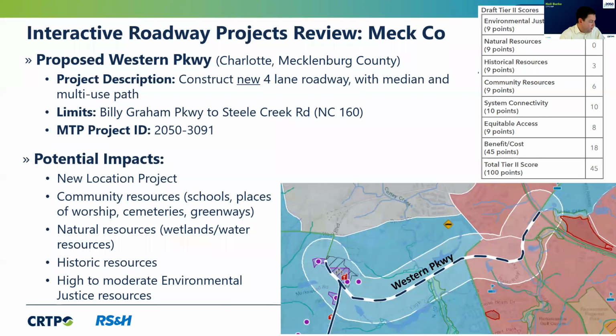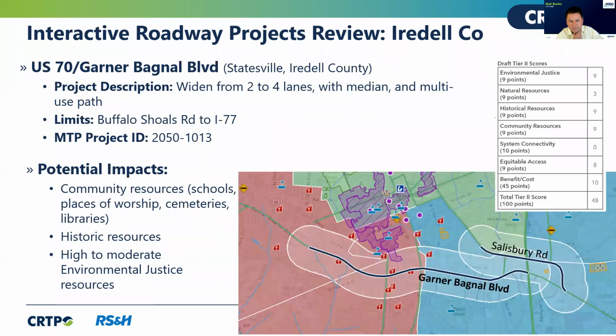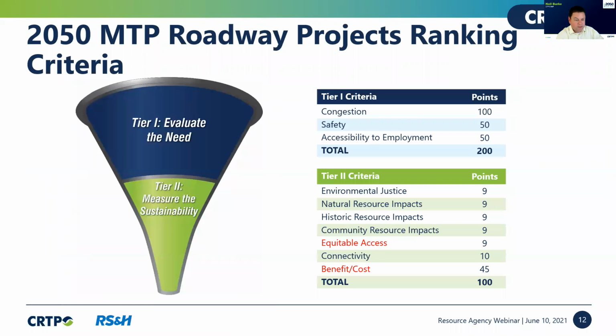I do see a question from Javier Lopez, and we do have a slide about Tier 1 and Tier 2. Brian, do you mind going back to the funnel slide for us? So Javier, Tier 1 evaluates the need of these projects. And again, we received 240 candidate roadway project submissions from our member jurisdictions. All of those 240 projects were scored for the Tier 1 criteria. This is all quantitative criteria, so it's data driven.